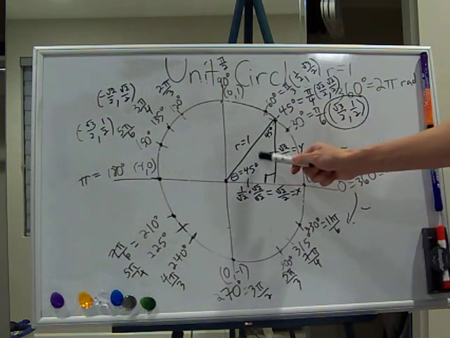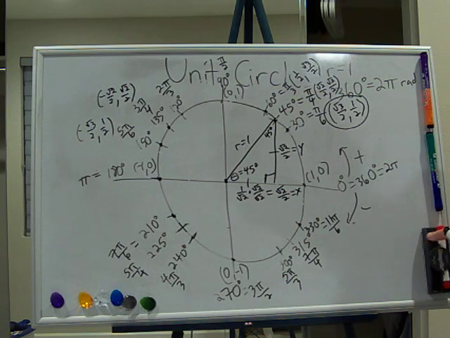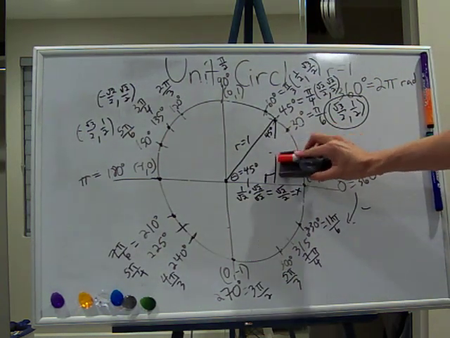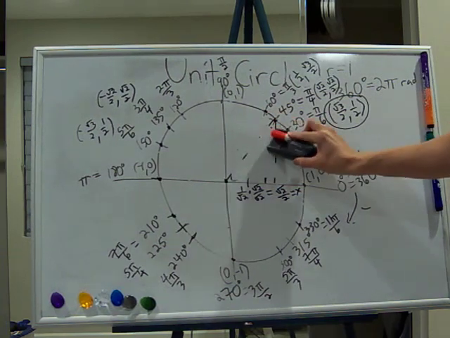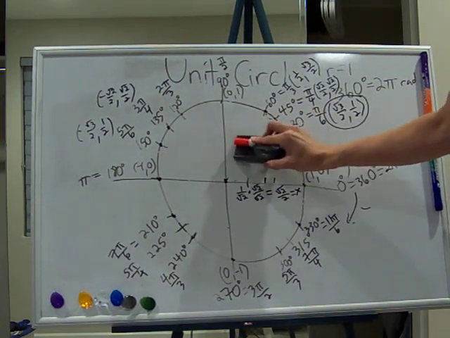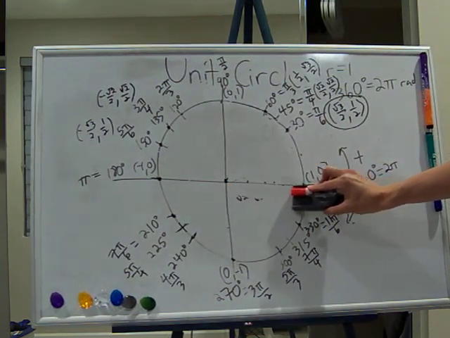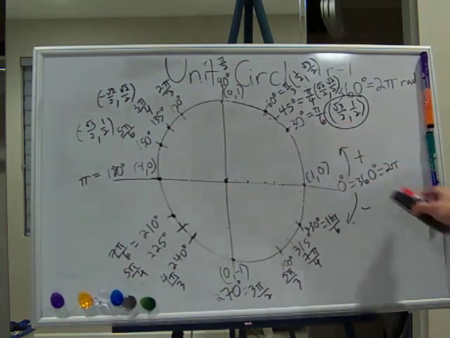I'm going to erase this. If you want to copy it, pause the video, okay? So we are going to repeat this process, but of course we're going to now use the special right triangle for the 30 degree, 30, 60, 90, right?